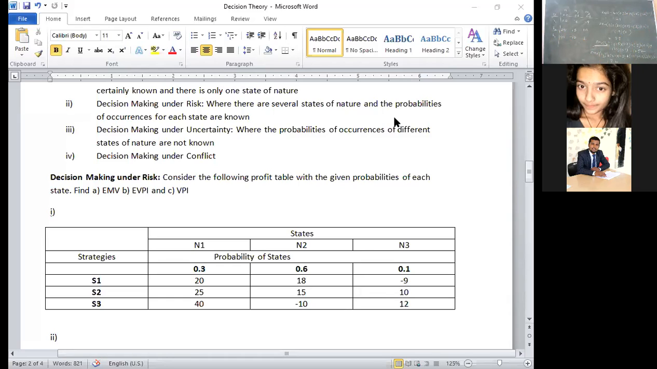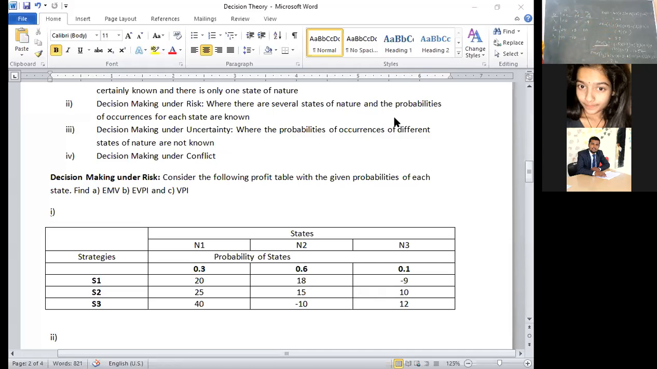Then, third bit, any query in this? Again, I am repeating, for EVPI you have to consider states of nature. In the first column, you have to choose the best payoff. Among 20, 25 and 40, the maximum value is 40. Multiply it by the corresponding probability, that is 0.3, plus. In the second column, choose the maximum, that is 18, into 0.6. Similarly, in the third column, the best payoff is 12, into the corresponding probability, and you will get 24.